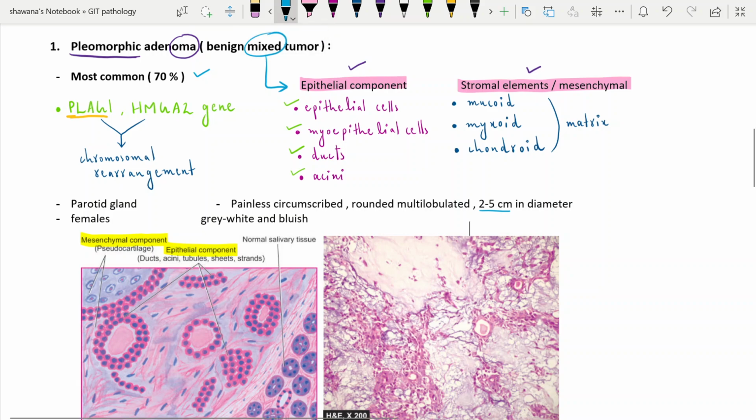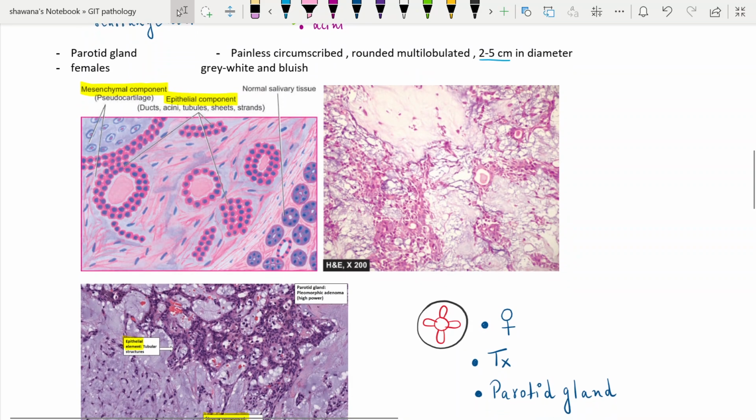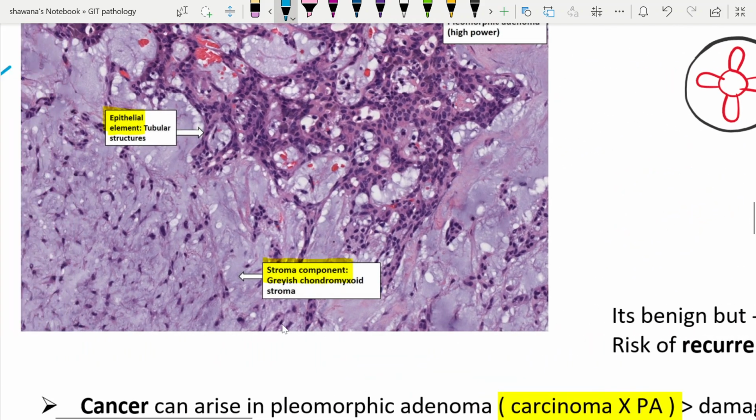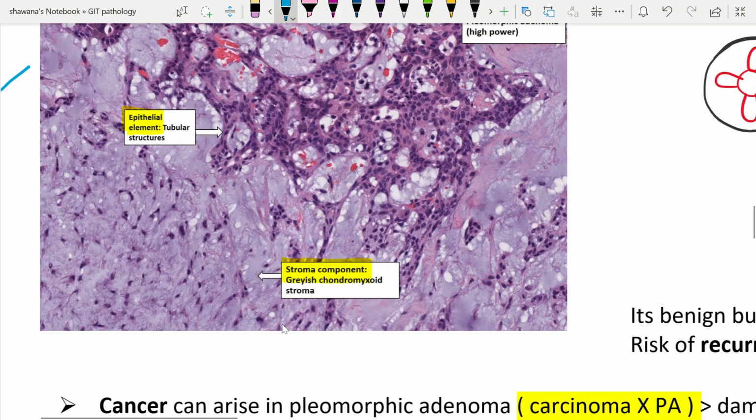Coming to the diagram, in the second diagram, I will zoom in for you, and you can see the epithelial part. Are you seeing the epithelium and myoepithelium? Acini and ducts are seen well, and tubular structures are appreciated in the epithelial component, while the stromal component, the mesenchymal component, contains stroma. The stroma consists of mucoid, myxoid and chondroid parts.